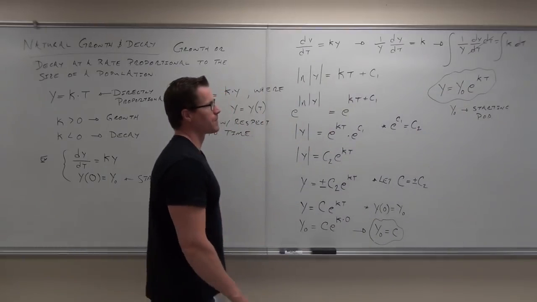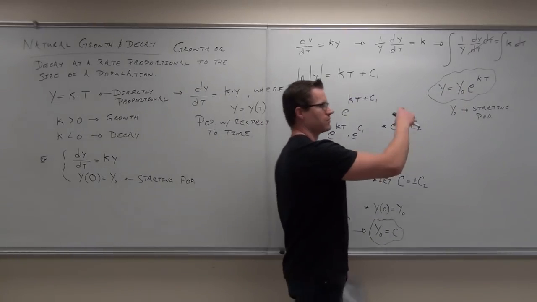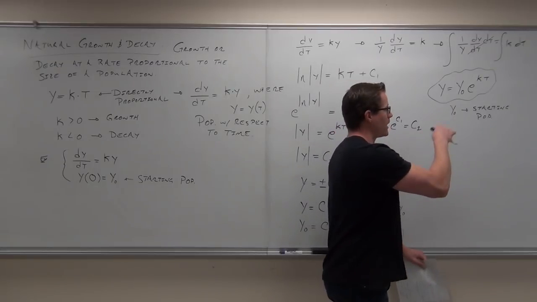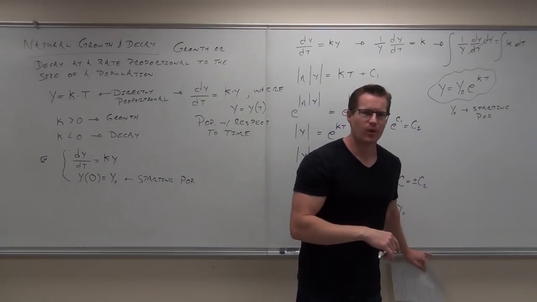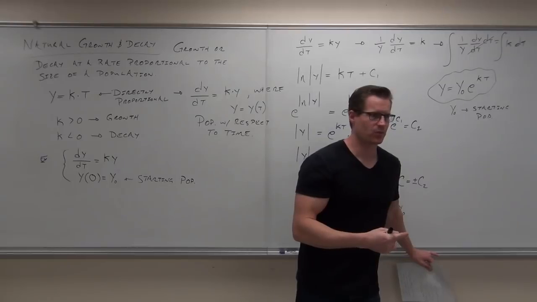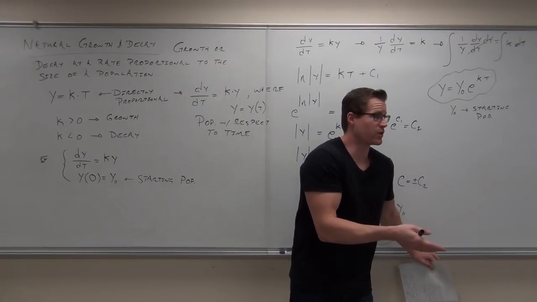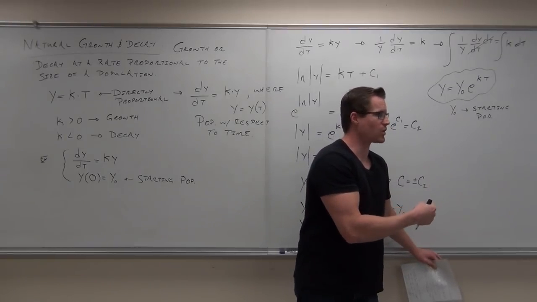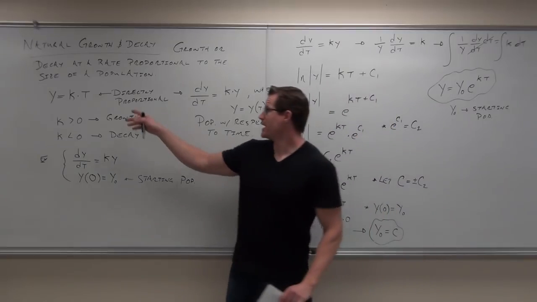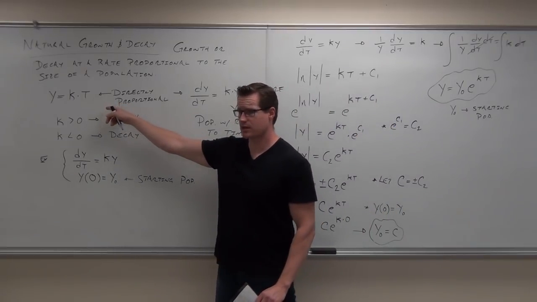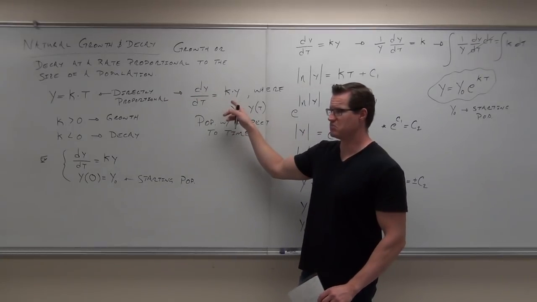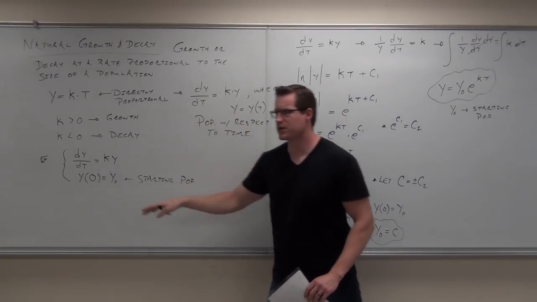So this is a solution for growth or decay, where y sub 0 is our starting population. What that means is that anytime you want to find out how your population is growing or decaying, you can use this model right now. We did it, right? We said, if it's directly proportional to the size, the rate of change equals this. Not a problem. We solved our differential equation generally.